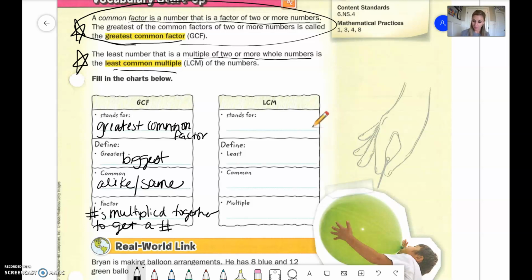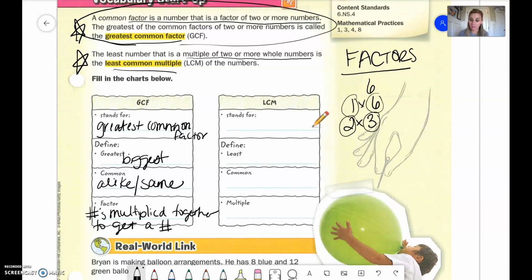So, for example, I'm going to come over here. I'm going to give you a really good example of a factor so you know what that means. Okay, so if I said let's list the factors, we'll make it plural, let's list the factors of 6. What numbers can we multiply together to get 6? Easy. 1 times 6, 2 times 3. So my factors of 6 are 1, 2, 3, and 6. Those are the factors of 6.